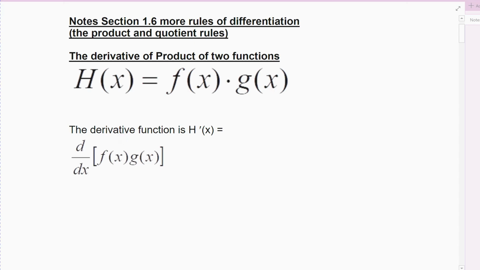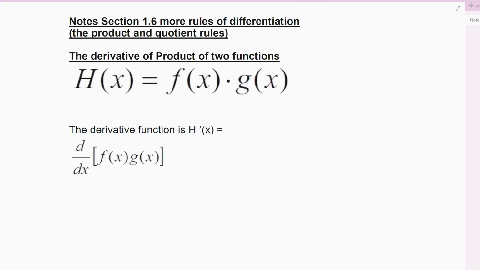Now, more complex rules for finding the derivative. In 1.5 we introduced the basic rules: the constant rule, the power rule, and the sum and difference rule. We're going to add to that with these more difficult higher order rules in the next couple of sections. In section 1.6 it's the product rule and quotient rule.